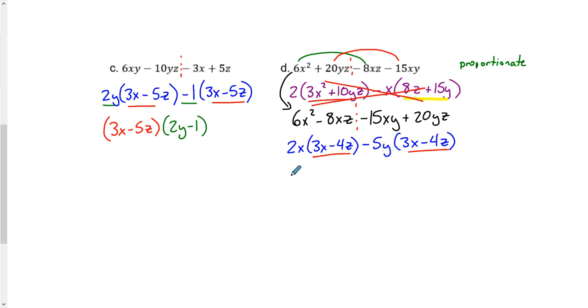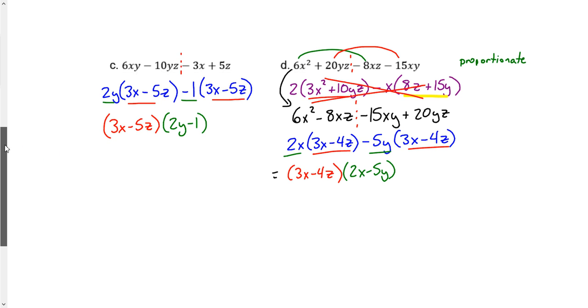Now, we are good to finish off this example. 2x minus 5y, which is what was left here. And that one's done. And there's a whole bunch of factoring by composite functions.